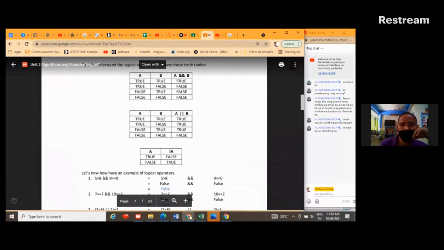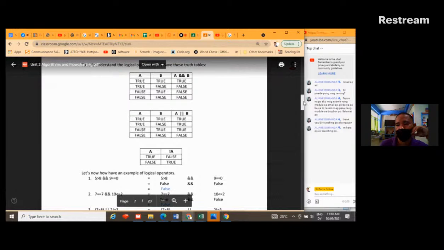For true and true, that's true. All of these: true, false, false, true. These are our inputs A and B, and this is our output, A and B, logical AND. So if both inputs are true, the output is true. If one of the inputs is false, the output would be false. So I hope it's clear.